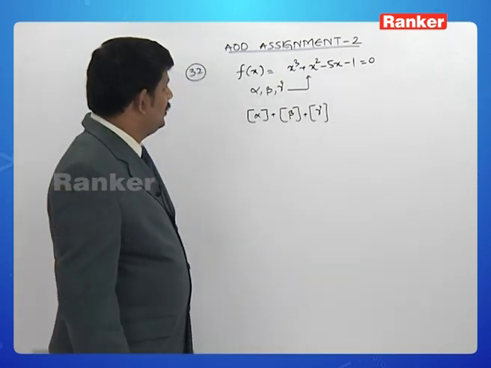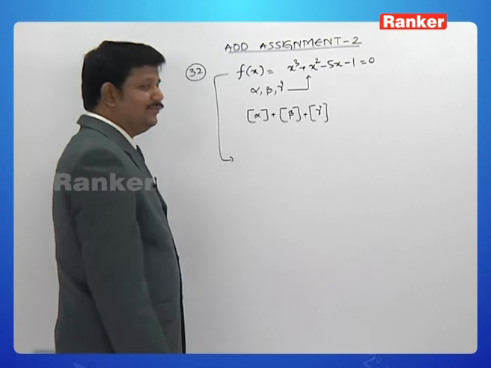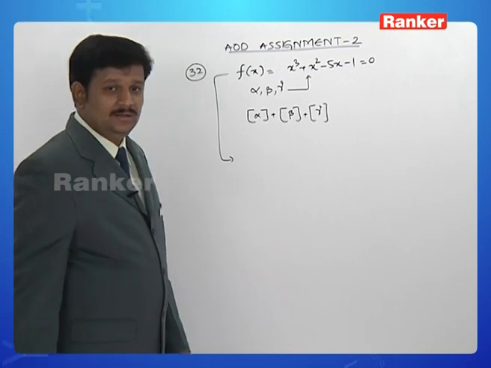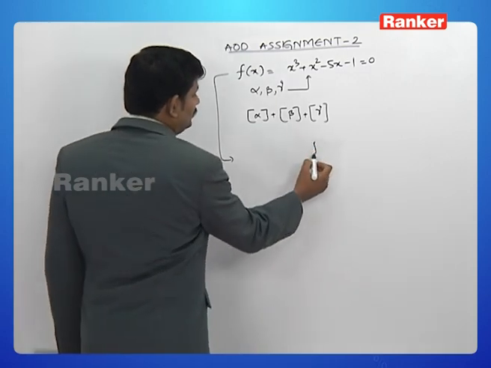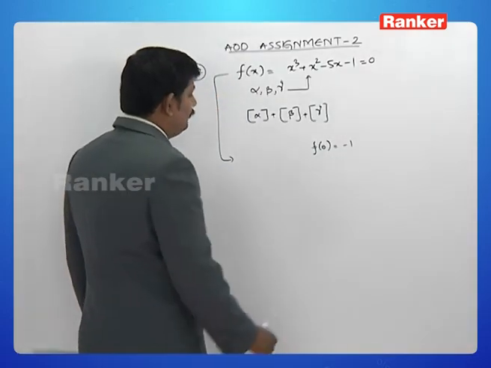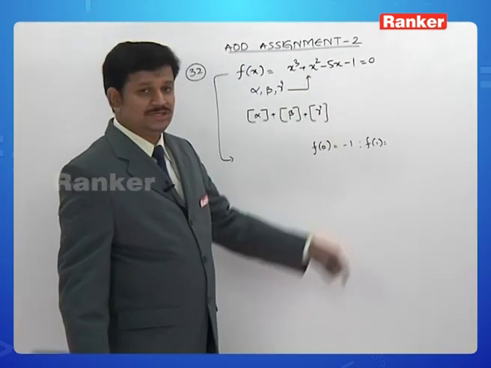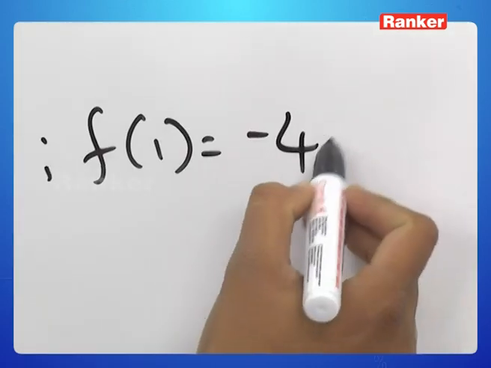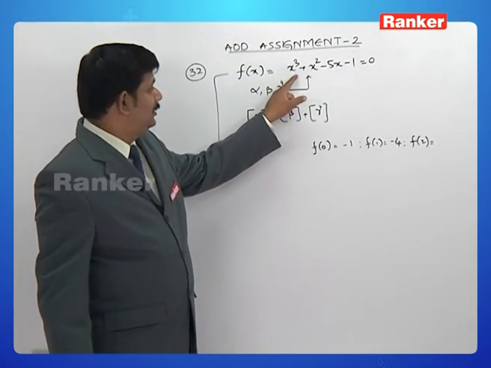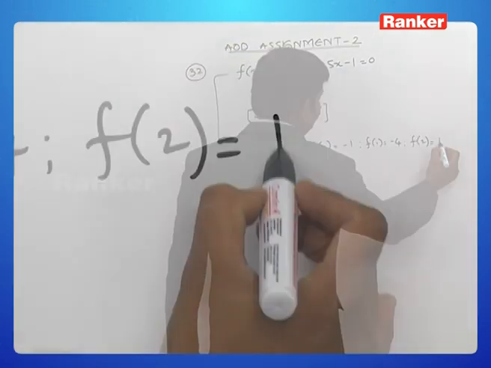Now, let us see if we can find roots of this equation by inspection, or get some information about between which two consecutive integers the roots lie by hit and trial. f of 0 is minus 1, f of 1 is 1 plus 1 minus 5, which is minus 4, f of 2 is 8 plus 4, 12, minus 10, 2, minus 1, 1.